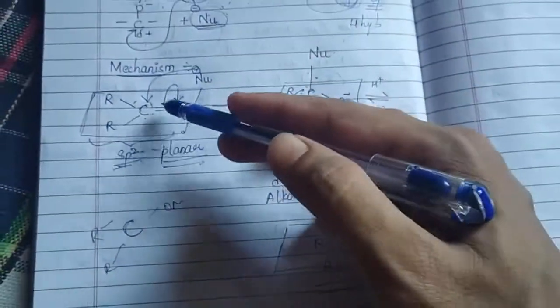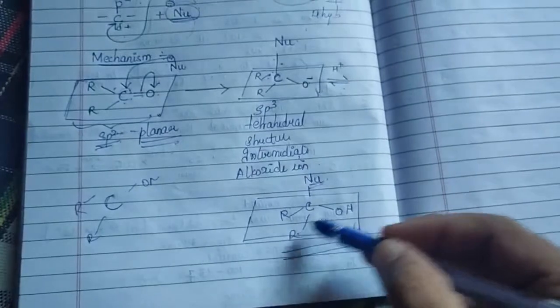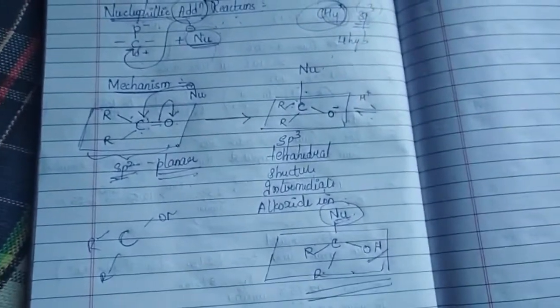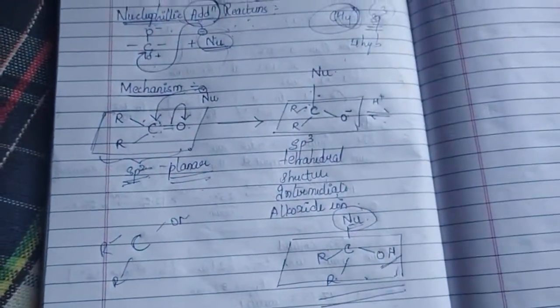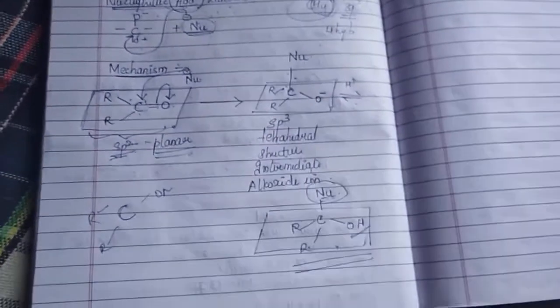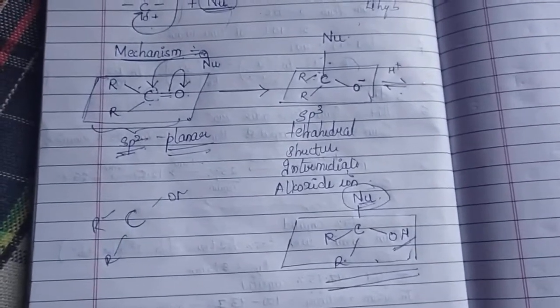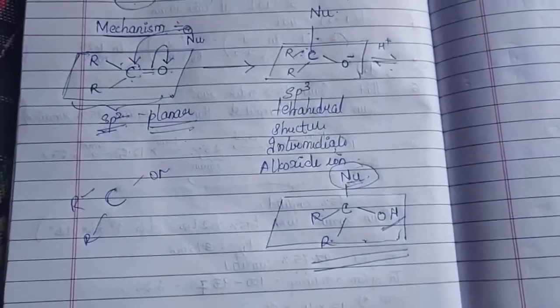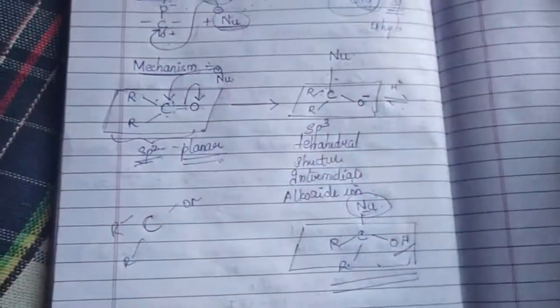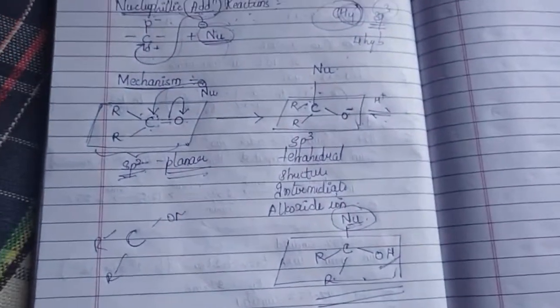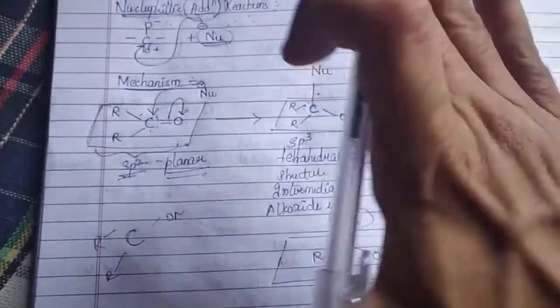Since I have taken a ketone over here, you will have two alkyl groups, one OH group and a nucleophile, and I will tell you what those nucleophiles are when we go through the reactions. But this is the general way in which nucleophilic addition reactions of carbonyl compounds proceed. Clear with that? If you understand this, we can easily go on to the reactions. There is no need to learn the reactions by heart. First, just understand this state.